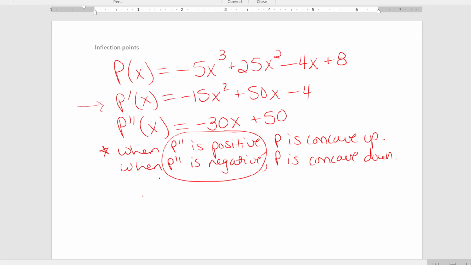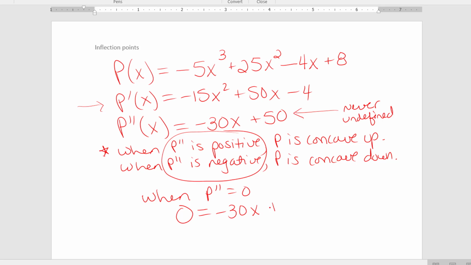So p double prime would change from positive to negative or change from negative to positive when it crosses through the x-axis. So when p double prime is equal to 0, or when p double prime is undefined, it could also make that sort of change. But p double prime here is just a linear function. It's never undefined, so we don't have to worry about that type. We're going to focus our attention on finding when p double prime is equal to 0. I set p double prime equal to 0. I solve the equation. So I add 30x on both sides, divide by 30. We get x is 5/3.